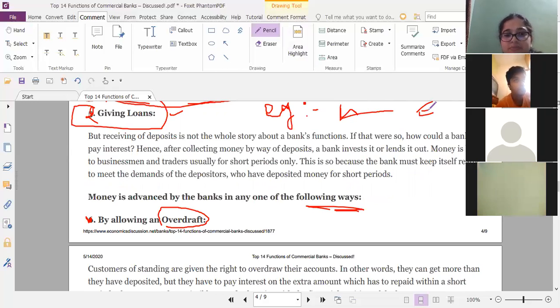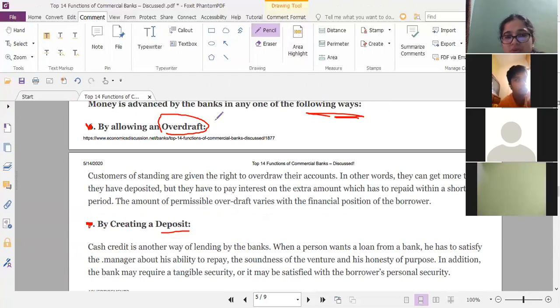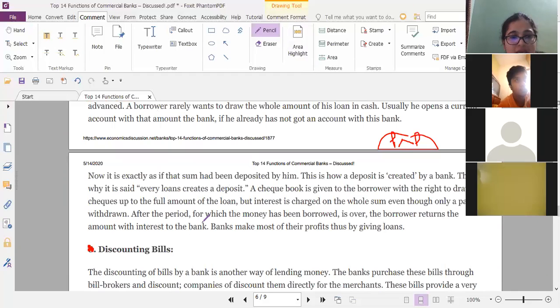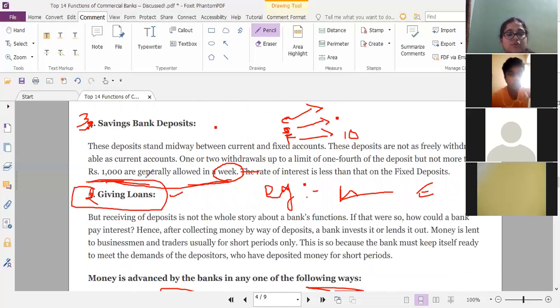Now, in which ways the bank gives money: the first one is through overdraft. The second one is by creating a deposit, and I'll tell you what it is. And the other one is discounting bills. So these are three ways by which the banks give money to people, right? We'll study each one of them. Okay, so a small introduction on this loan.